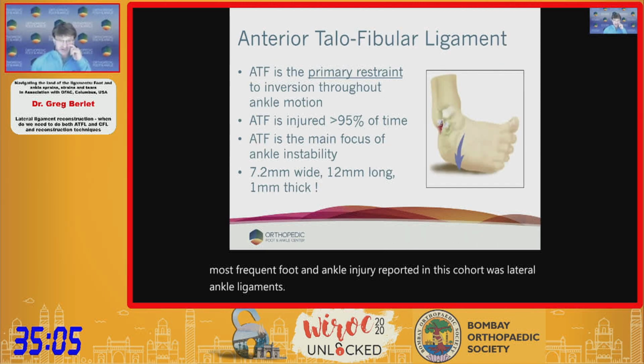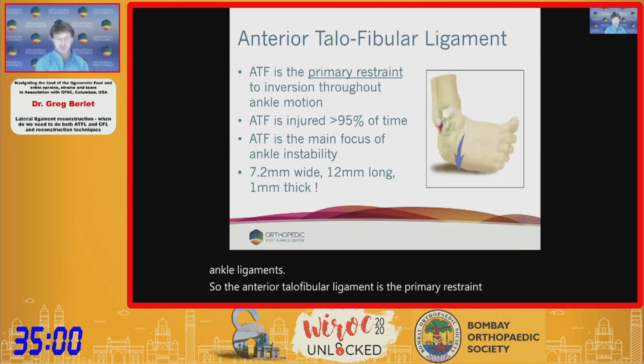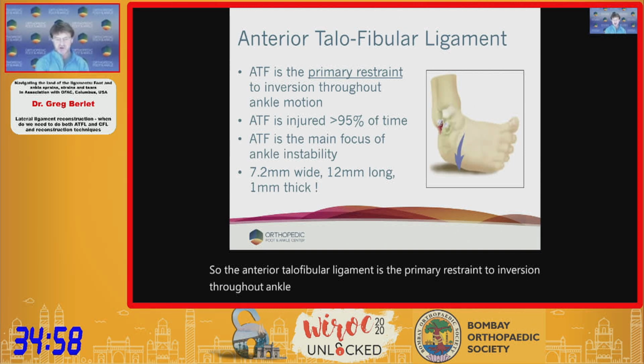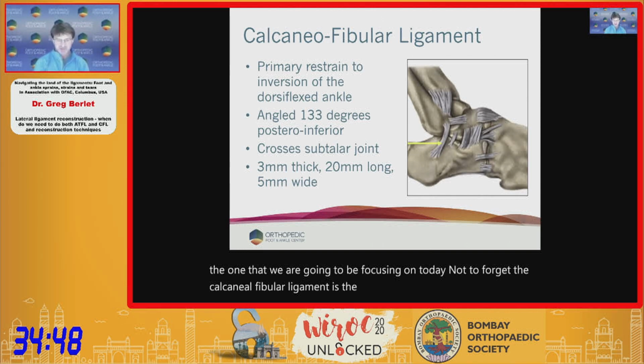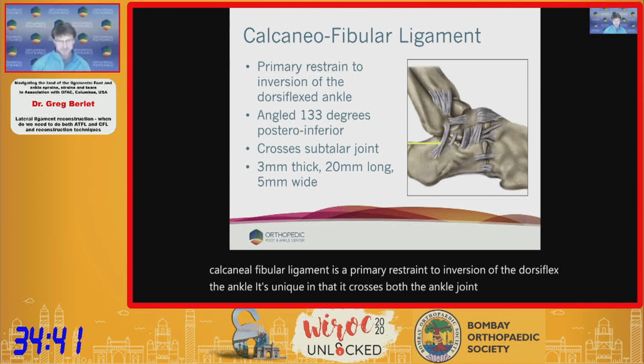So the anterior talofibular ligament is the primary restraint to inversion throughout ankle motion, and it is by far the most commonly injured. This is the one that we are going to be focusing on today. Not to forget, the calcaneofibular ligament is the primary restraint to inversion of the dorsiflexed ankle. It's unique in that it crosses both the ankle joint and the subtalar joint.